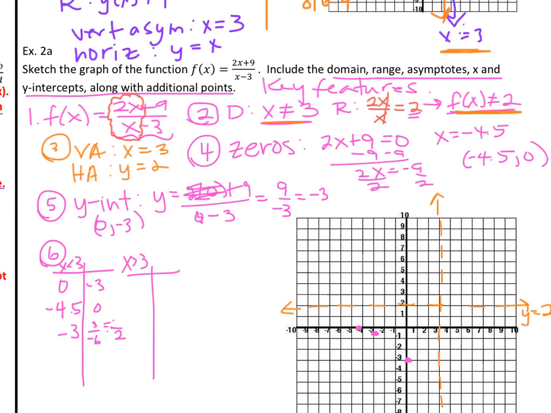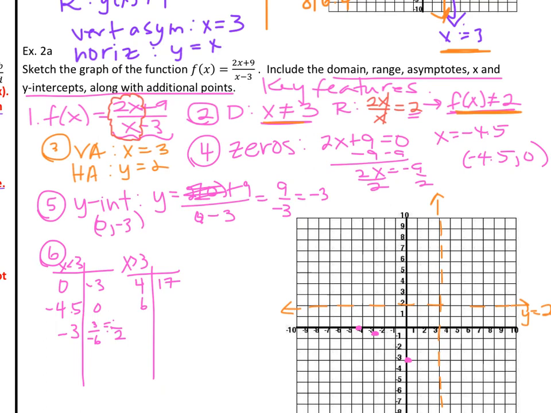All right, let's do some work over on the right-hand side. A number greater than 3, if we plug in 4, 2 times 4 is 8, plus 9 is 17. 4 minus 3 is 1, so 17 over 1 is 17. Way too far off of our graph. So let's pick some values that hopefully will fit for us. I'm going to bump it over to positive 6 and see what happens.